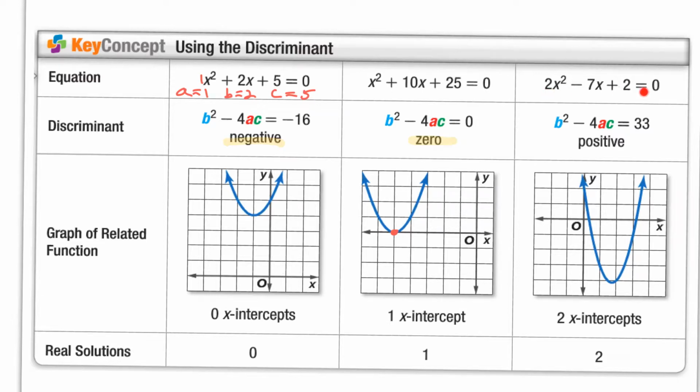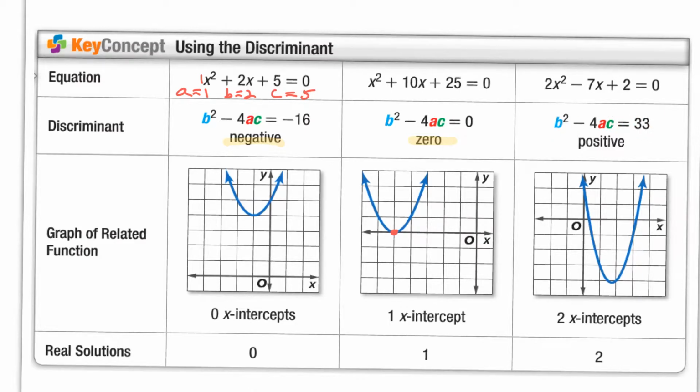And the third example here, 2x squared minus 7x plus 2. A is 2, B is negative 7, C is 2. You plug in the negative 7 squared here, minus 4 times 2, that's your A. And then you have 2 again, that's your C. You simplify and we get 33.